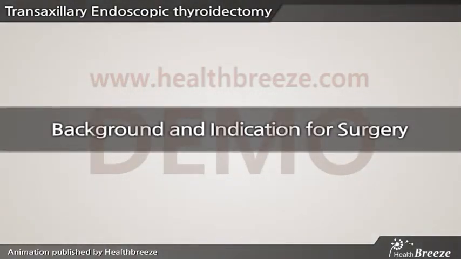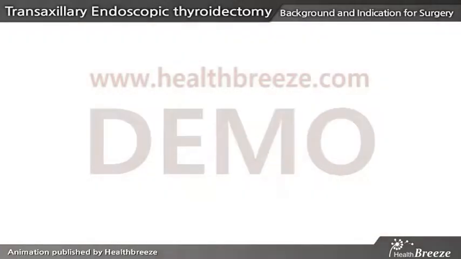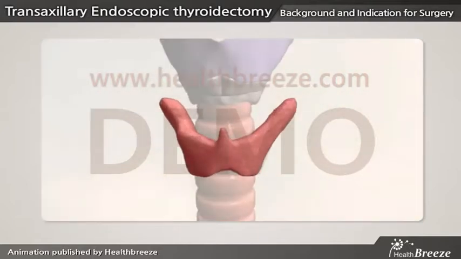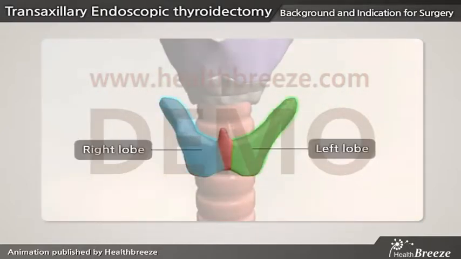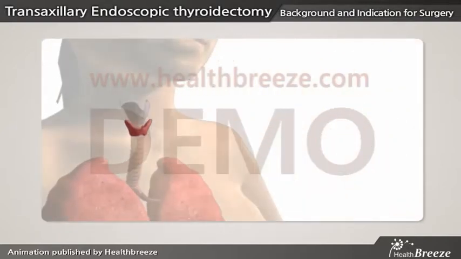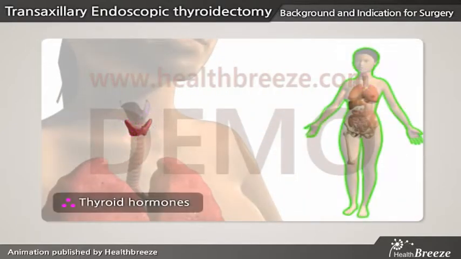Background and indication for surgery. Thyroid gland is a butterfly-shaped hormonal organ located at the front of your lower neck, which is divided into left and right lobe, isthmus and pyramidal lobe, and the gland secretes thyroid hormones which regulate many metabolic functions in your body.